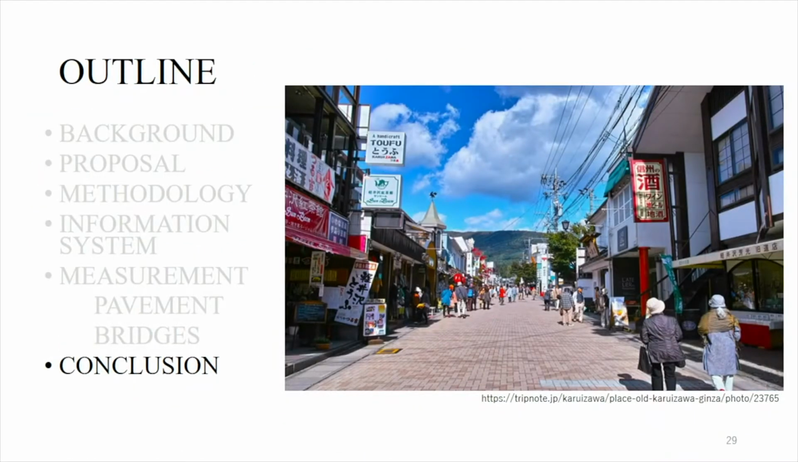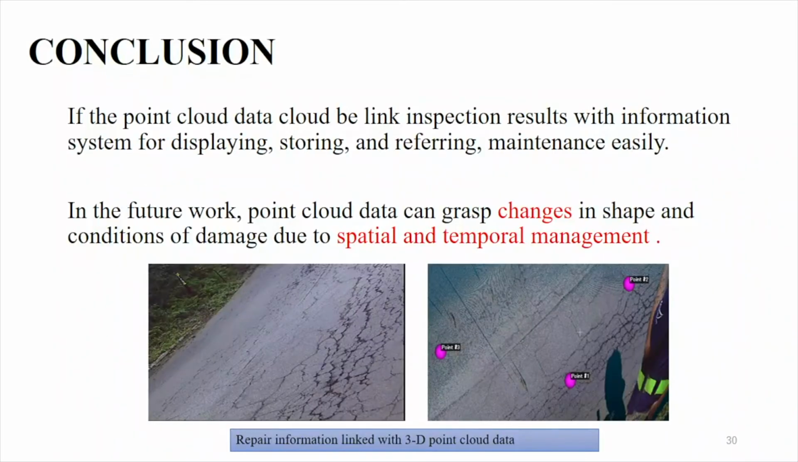And finally, the conclusion is that if the point cloud data could be linked with inspection results in an information system for storing and referring, it can make maintenance become easier. In the future, point cloud data can grasp changes in shape and condition of damage due to spatial and temporal management.